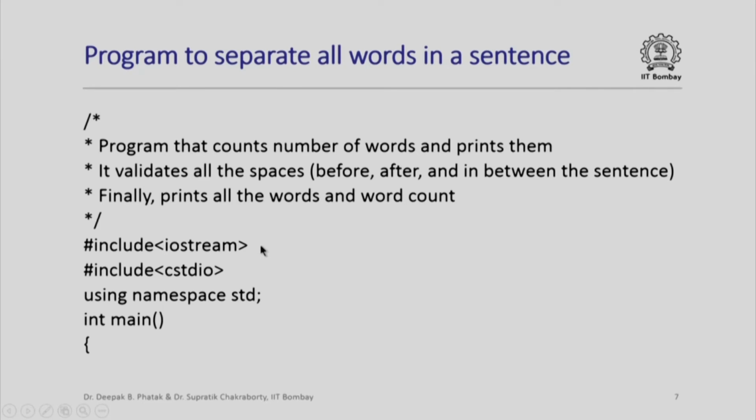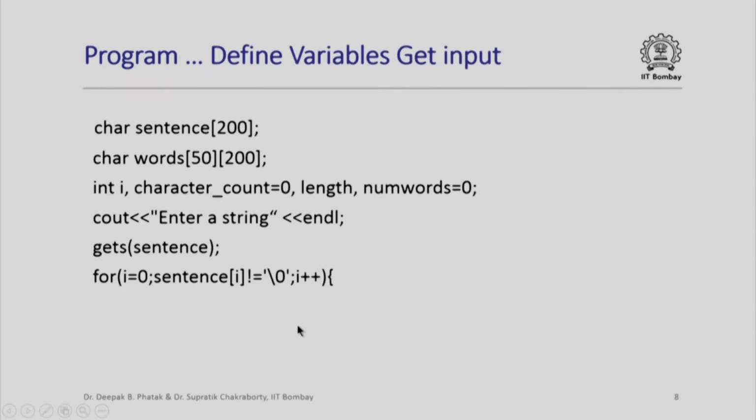These are merely standard initial declarations of include statements, namespace and integer main function. We define variables and get the input. The variables are sentence, which is one single sentence char array, the words matrix which is 50 rows by 200 columns, int i is the index which we will use for scanning the sentence, character count is the count within each word, and num words is the number of words, which is set to 0 to begin with.